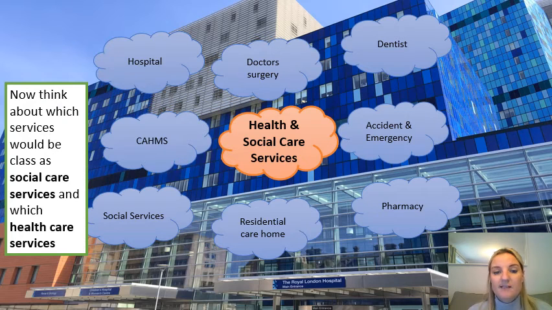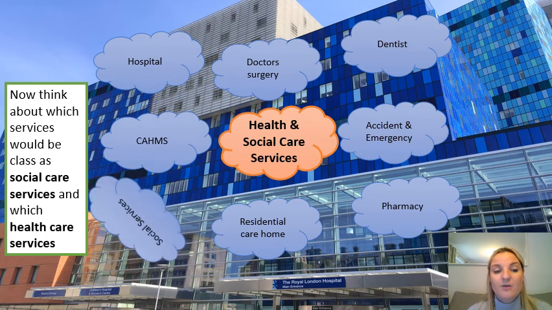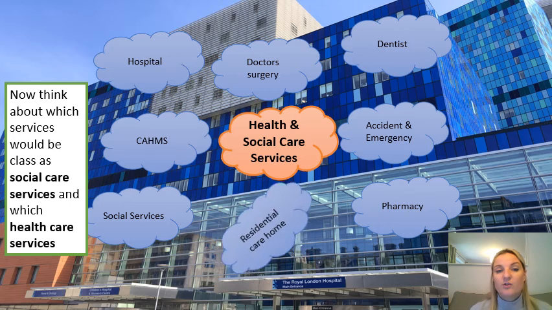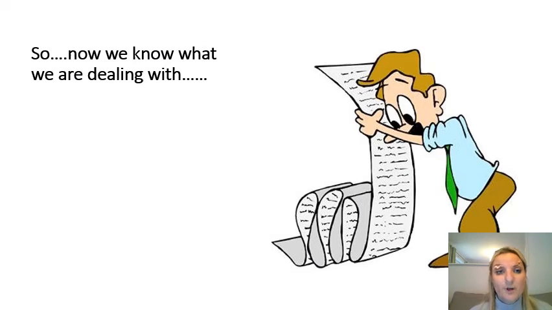Now, social care services is a little bit different, and that's all about your social side, so helping you emotionally and helping you to live every day effectively. So you've got your residential care homes, you've got CAMS, and you've got social services, and they are all social care services. So it's really good to know, and that's the first thing we always learn when we're starting health and social care, the difference between those 2 services, because one day you could be working in one of those services.